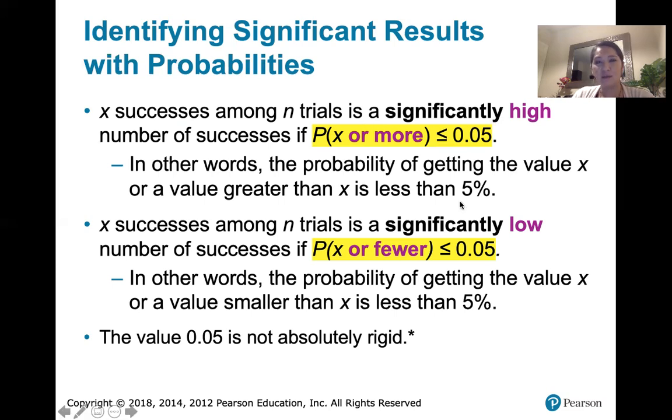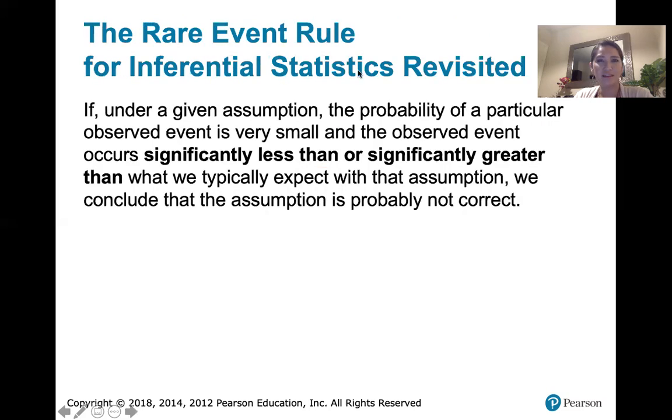Now, if that probability is less than 5%, that's what we're saying here, then these events are rare. They're pretty rare. That's what we are defining to be significantly high or significantly low. Now, remember this rare event rule from inferential statistics. That's relevant here because we're talking about rare events.